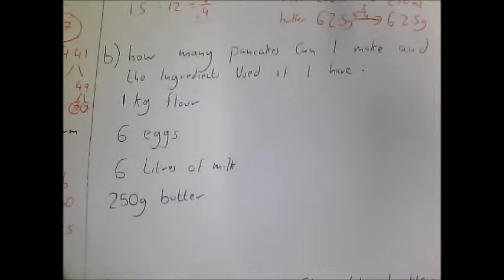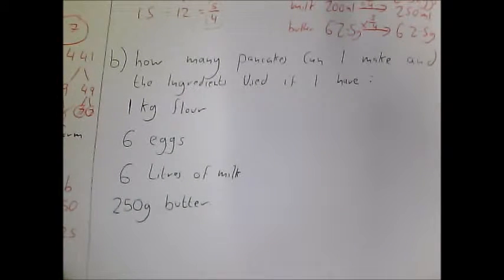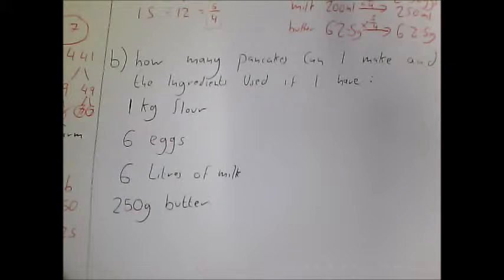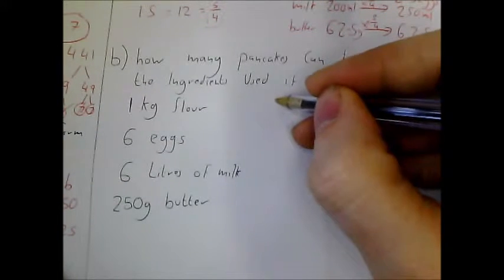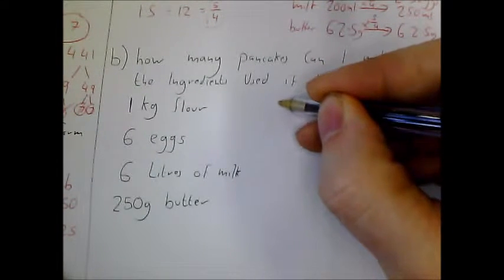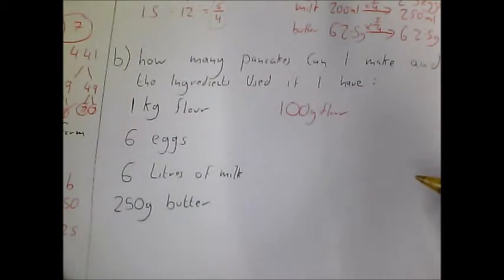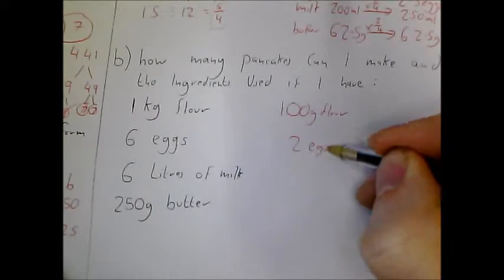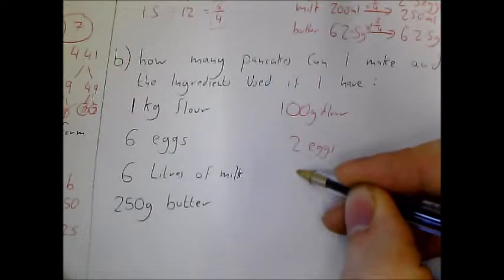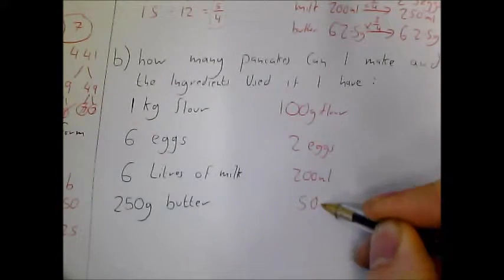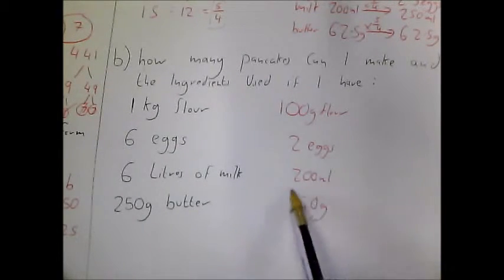Okay. Next question. Now we have some ingredients here, and I want to know what's the largest number of pancakes I can make. So, I'm going to write down my original ingredients for making 12 here. So 100 grams of flour was my original amount of flour for 12 pancakes. Then 2 eggs. Then 200 millilitres. And then 50 grams of butter. Okay, that's my minimum requirements for 12 people.